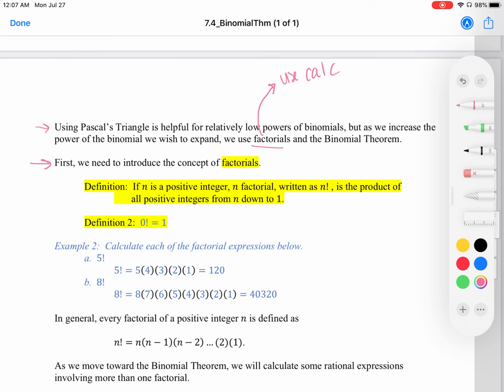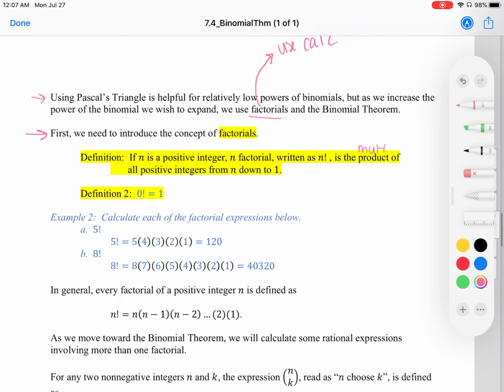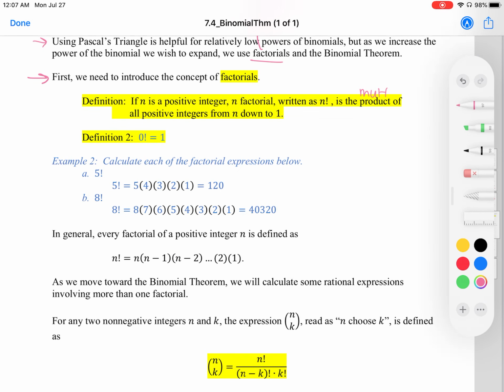Definition: if n is a positive integer, n factorial, written as n exclamation point, is the product of all integers from n down to 1. Product meaning multiplication. Definition 2: 0 factorial is 1. Example 2: calculate each of the following factorial expressions below.